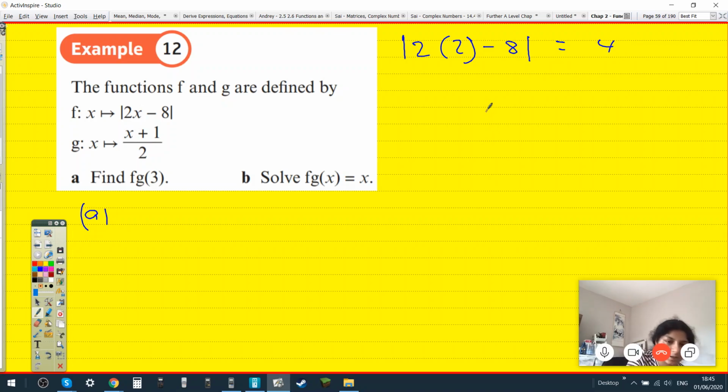That's the g of 3. We want f of g of 3. No, that is the f of g of 3. Because when you put 2 in... Yep. Yeah. 4.